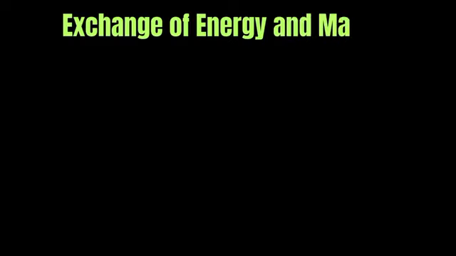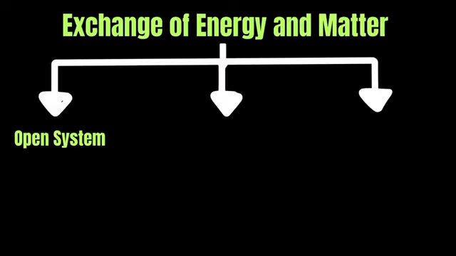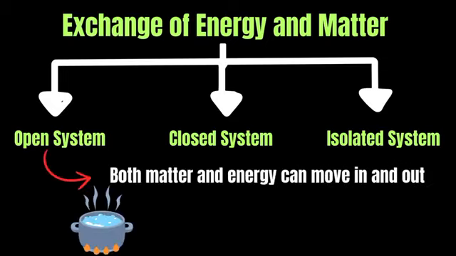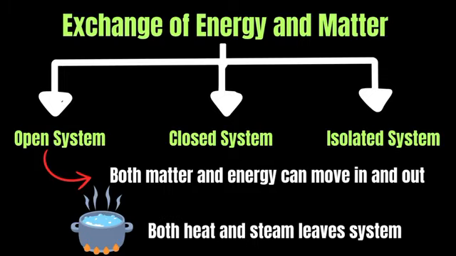Now, based on how a system exchanges energy and matter with its surroundings, we classify it into three types, and they are open system, closed system, and isolated system. In an open system, both matter and energy can move in and out. For example, in a boiling pot of water, heat escapes, and steam also leaves, which shows that both matter and energy are moving from the system.